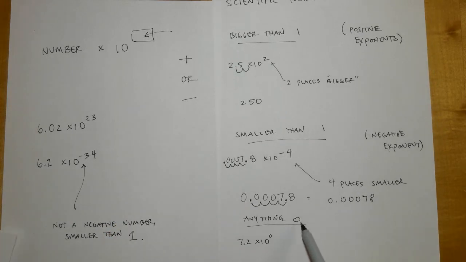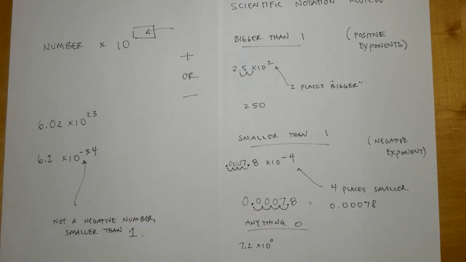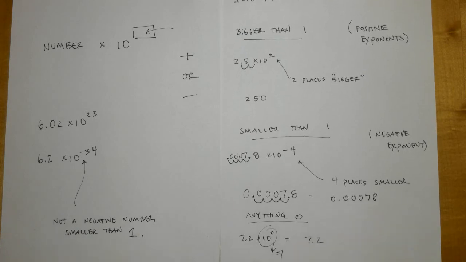One last rule. If you ever have a 0 exponent, remember anything to the 0 power is always 1. So if we have one like this, 7.2 times 10 to the 0, that's the same as 7.2 because this number is equal to 1. And 7.2 times 1, of course, is just 7.2.